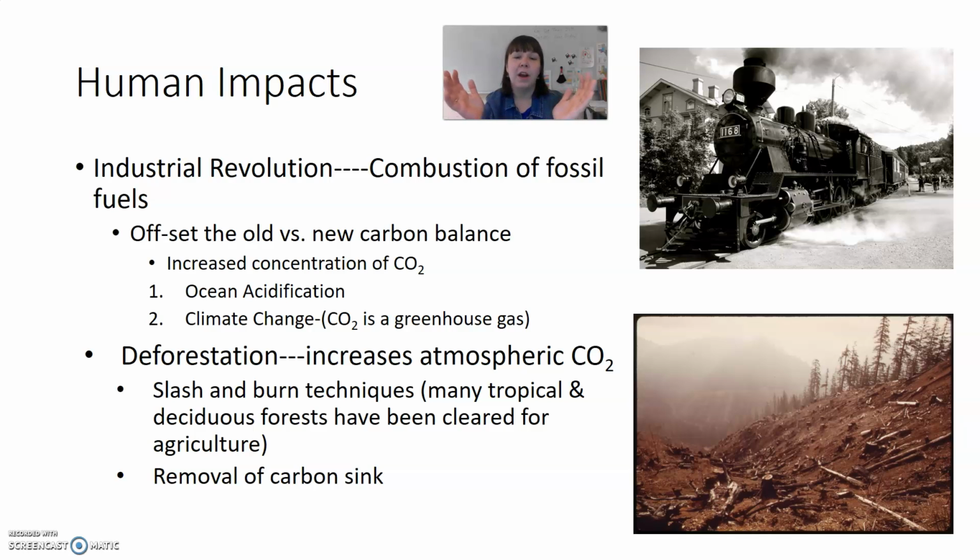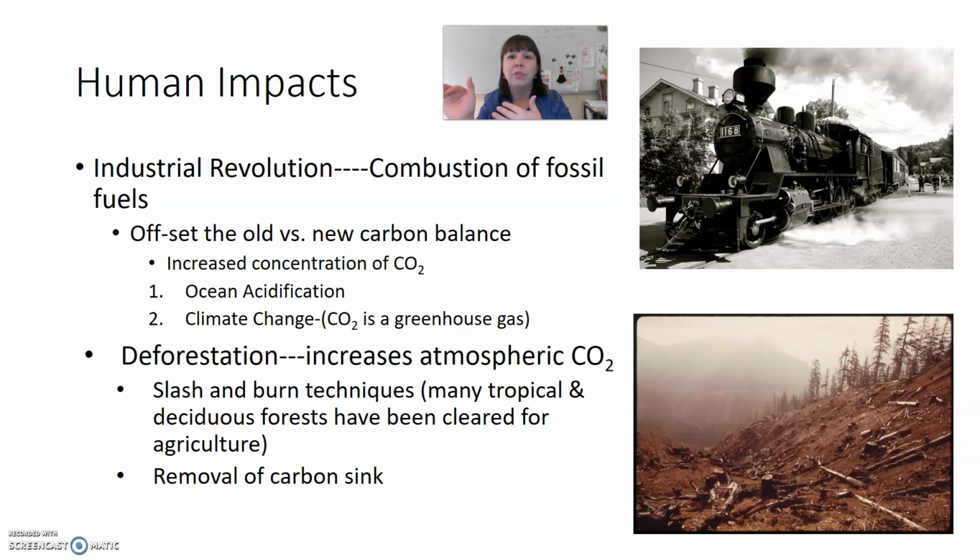So again, you've got problems with potential climate change because carbon dioxide is a greenhouse gas. And you've also got ocean acidification issues with the ocean trying to sequester that carbon dioxide and it causing that carbonic acid buildup. Then add to that deforestation. More people, more transportation, more technology. You need a lot more land to feed these people and house them.